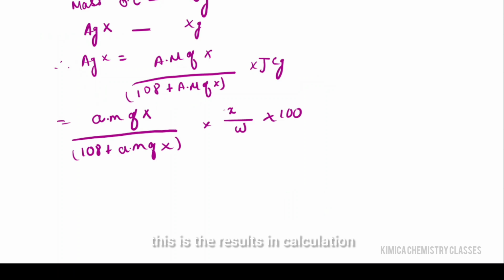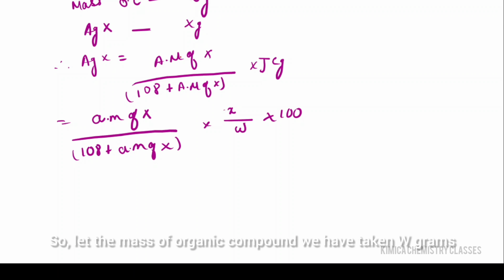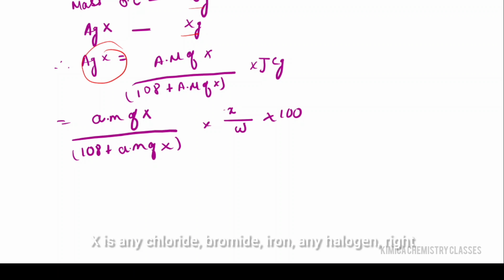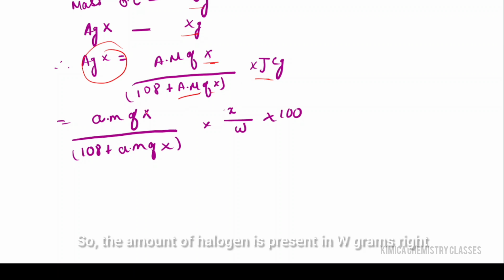Now, how can we calculate the presence of halogen? Let the mass of organic compound taken be W grams, and the mass of silver halide be X grams. One mole of AgX contains 1 gram atom of X, where X is any halogen: chlorine, bromine, iodine. So X grams of AgX contains the atomic mass of X divided by the atomic mass of X plus 108, times X grams of halogen, present in W grams of compound.